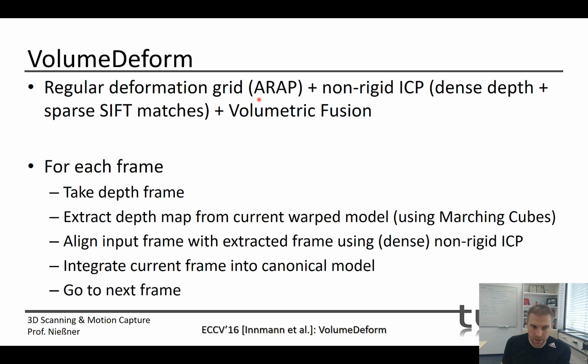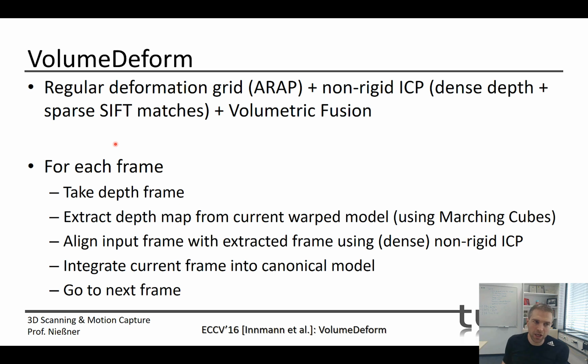And the most important thing is what you can do now: instead of just using the dense depth map, you can go ahead and have sparse SIFT matches between the frames that you're getting as input and the respective canonical model. So basically the canonical model stores a bunch of SIFT key points in the canonical pose, and these can then be used in order to match them with the current frame, right?